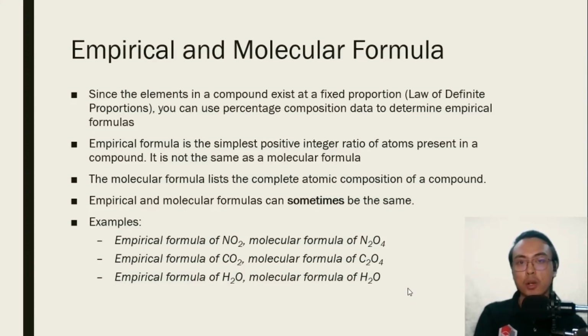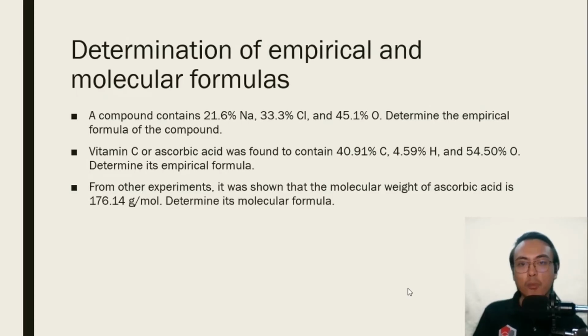So this is a case wherein the empirical and molecular formula are the same. Let's try to solve some problems regarding empirical and molecular formula. A compound contains 21.6% sodium, 33.3% chlorine, and 45.1% oxygen. Determine the empirical formula of the compound. So notice that your given here is the percentage composition, which we have determined earlier. But this time, we don't know the chemical formula of the compound. We need to determine the empirical formula. Let's solve for that.